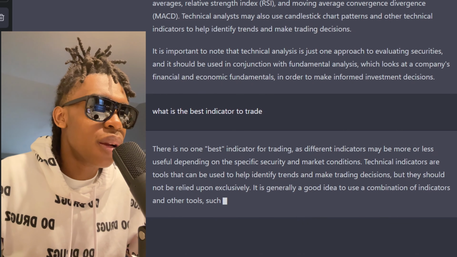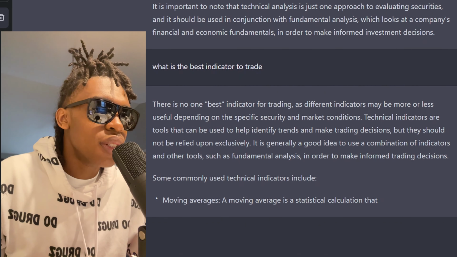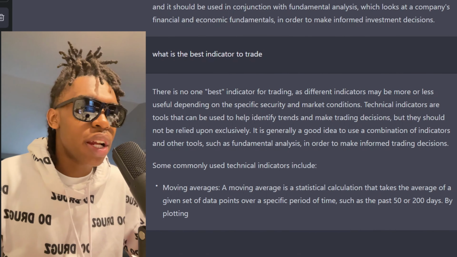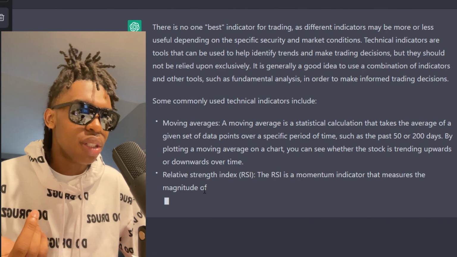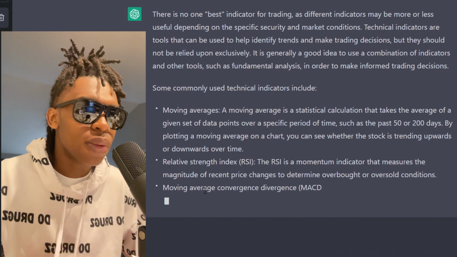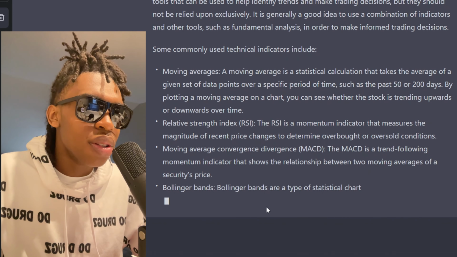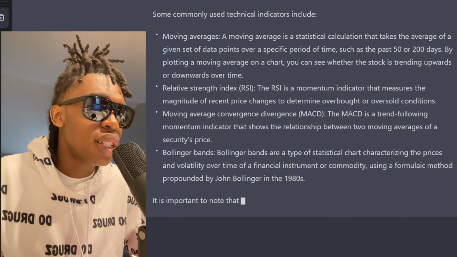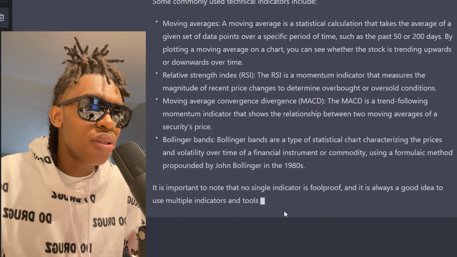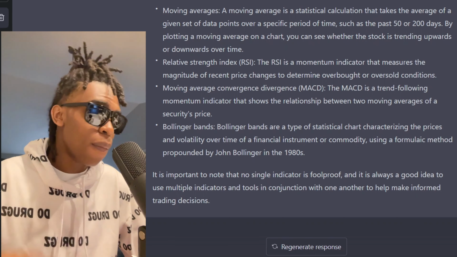Technical indicators that can be used to help identify trends, yep. Some commonly used technical indicators: moving averages, yep, we got that on the chart now. Relative Strength Index, okay, we got that on the chart now. MACD, we got that on the chart now. Bollinger Bands, we don't have that on the chart. We can't add that to the chart. I know that shows the volatility of prices. It is important that no single indicator is foolproof. Yeah, I know, that's why we use all three. You know what I'm saying?